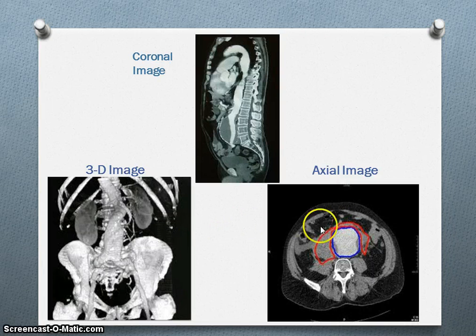In the axial image, you can see the outline in blue. That shows the aorta itself. The contrast goes through, as you can see, is highlighted. And the red portion is where the aorta is. That's how far the walls of the aorta have weakened and expanded.